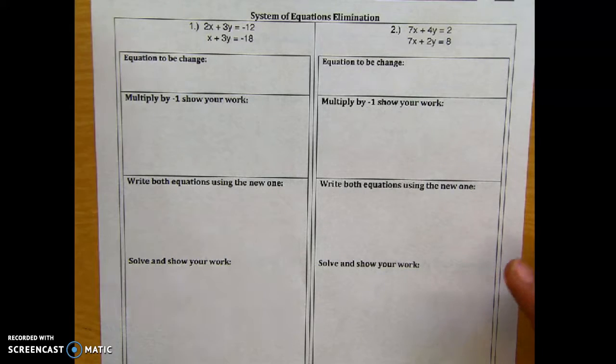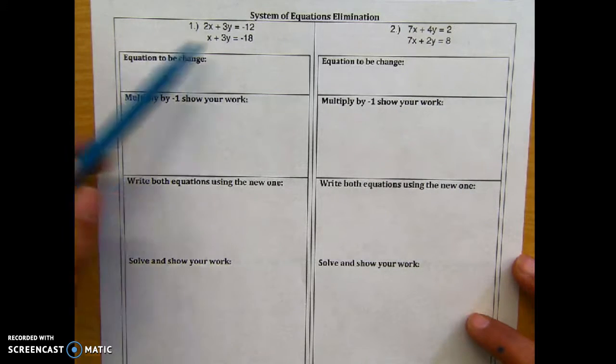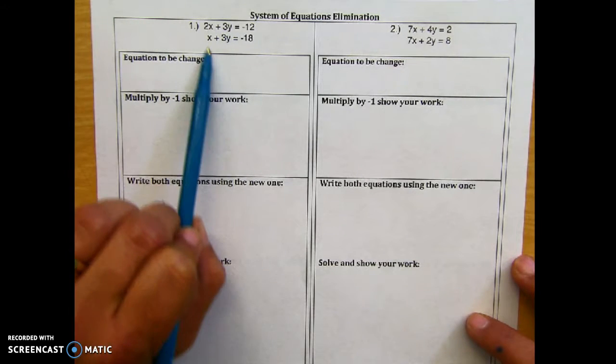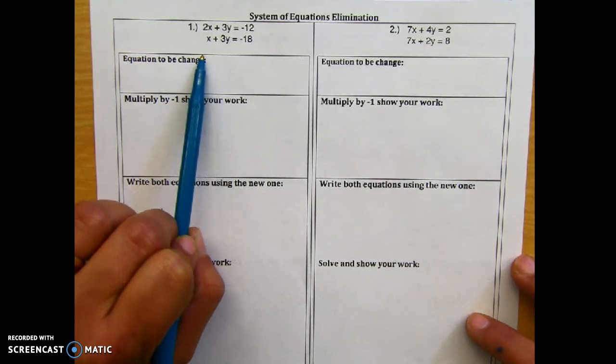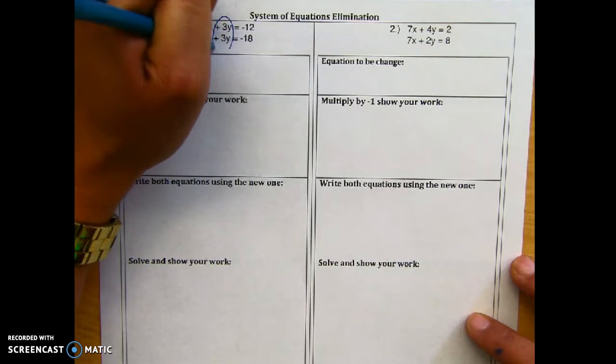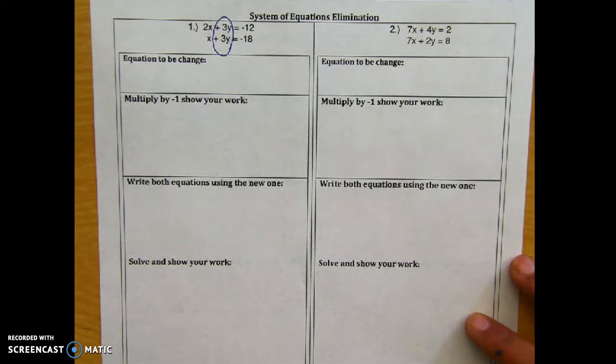So this is a system of equations where you're changing one of the equations, you guys. The first thing you want to do is identify what variable you're going to change. So look down here and see if it's easy to change your x or your y. I'm going to pick the y because they're both positive, which means I only need to change one by a negative.